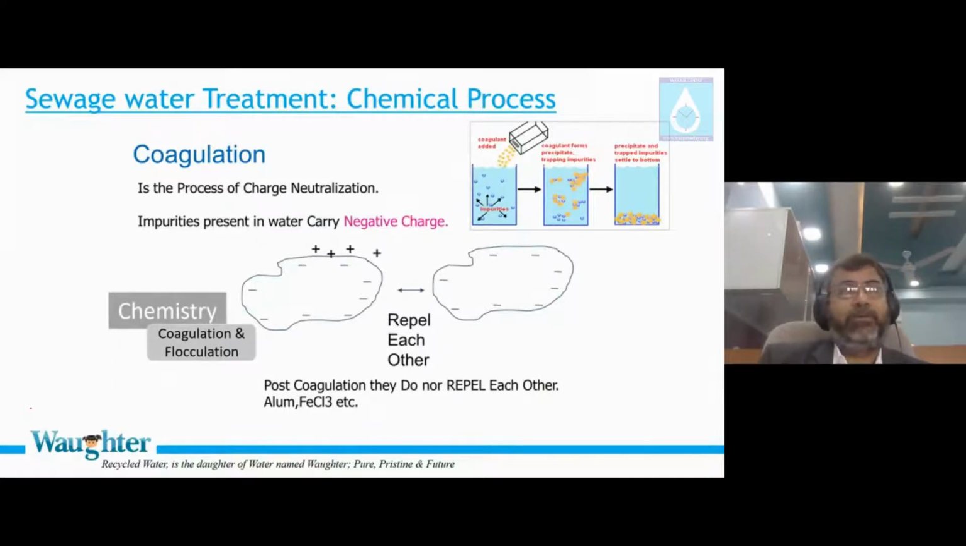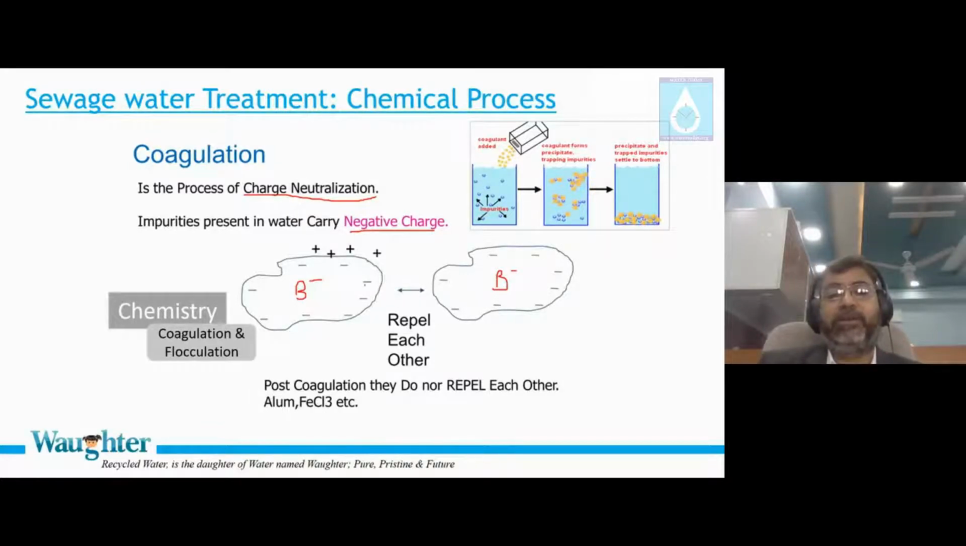Now let's talk about some of the chemical processes. You have all heard a term called coagulation, which is actually the process of charge neutralization, nothing else. Just understand what charge neutralization is. Impurities present in the water carry a negative charge. So suppose this is the impurity which is carrying a negative charge. Can you have only negative charge? The answer is no. There would be a positive charge nearby, right? So this will be electroneutral, but the bulk of the material here is negatively charged. And the same is the case here.